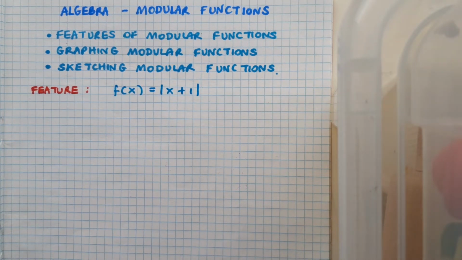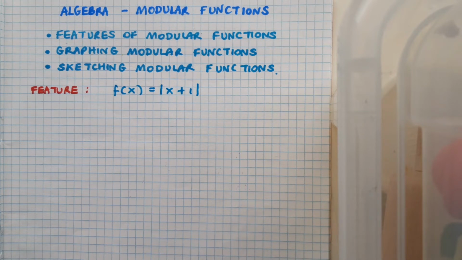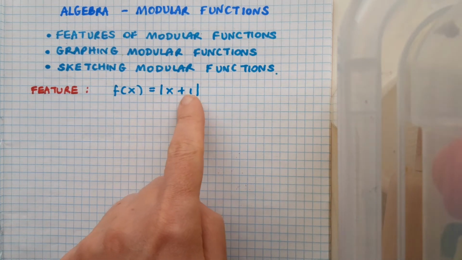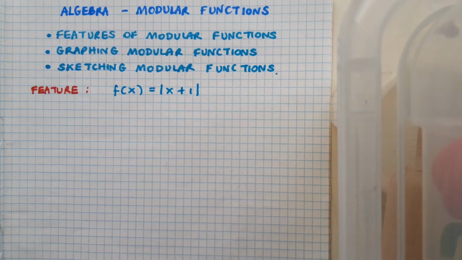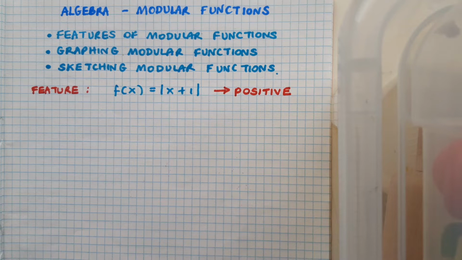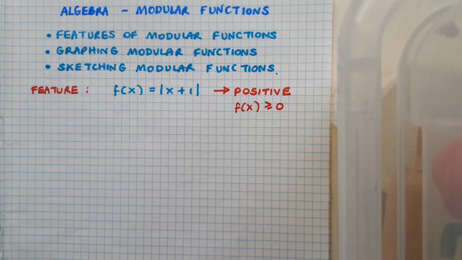I know it's a modular function because I've got the absolute value lines either side of the function. Remember that the absolute value lines mean that no matter what values I put in for x, I take the overall positive version of x plus 1 as my result. Since I make sure that all my results are positive, it means that the function f of x must always be positive, although it is permitted to touch the x-axis. So we can say that f of x is greater than or equal to 0. And a modular function of this type will appear above the x-axis.